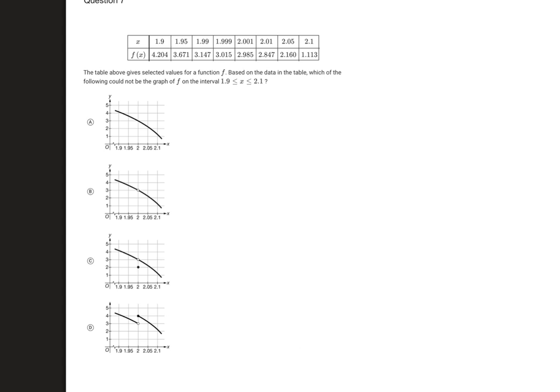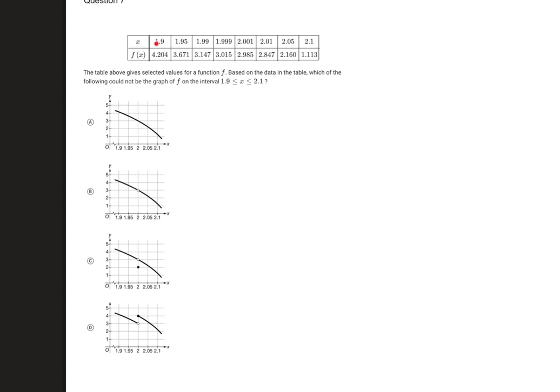Look at all the differences. This one's continuous at 2. This one has a removable discontinuity at 2. This one has a removable discontinuity at 2, but it's defined somewhere else. And then this has a jump discontinuity. And they say, which of the following could not be the graph? So let's look at what's happening at 2.